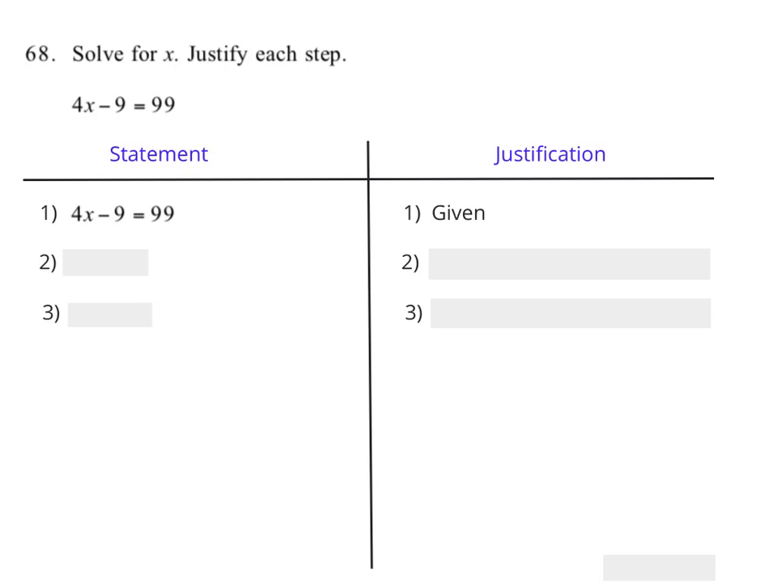Now, what can we do from here? Well, if we wanted to solve this, the first thing we would do is add 9 to both sides, and that would result in this right here, 4x equals 90. And what did we do? We added it to both sides. So we say that is the addition property of equality.